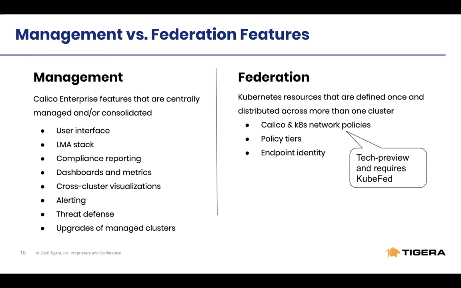The other half of this is really around federation. This is where you have things like Calico and Kubernetes network policies defined once, and they're deployed and distributed across more than one cluster. We have developed a tech preview version of these federation capabilities that's supported for both Calico and Kubernetes network policies, in addition to tiers.